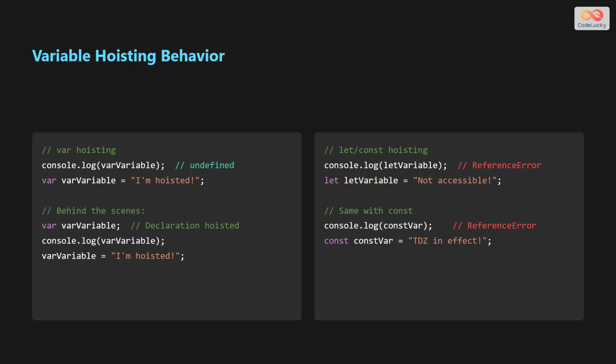On the other hand, variables declared with let or const also get hoisted, but they are not accessible before the line they are declared. This period between the start of the scope and the actual declaration is called the temporal dead zone, and accessing variables in this zone results in a reference error.